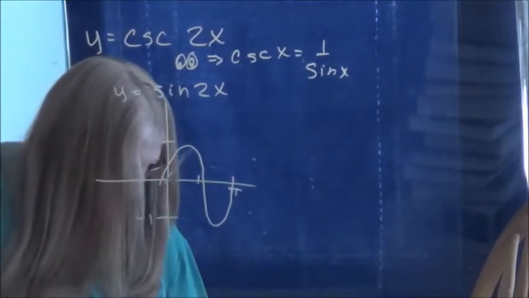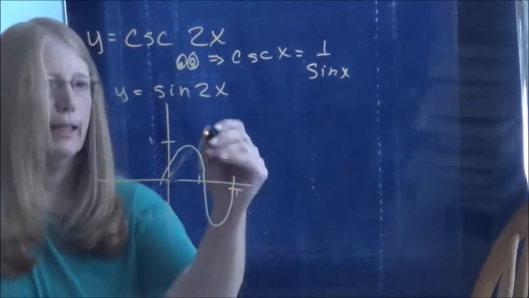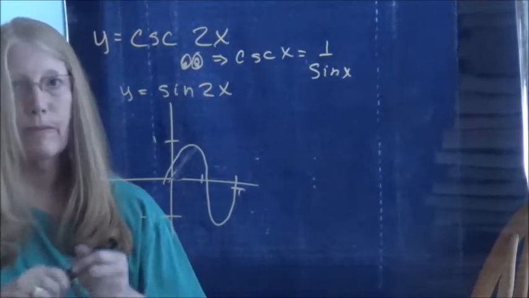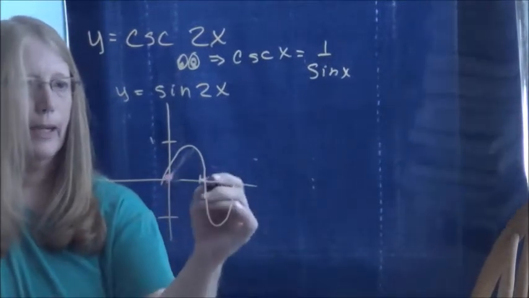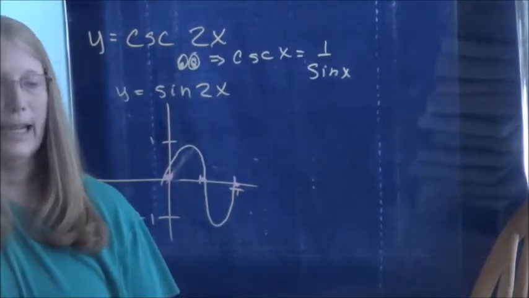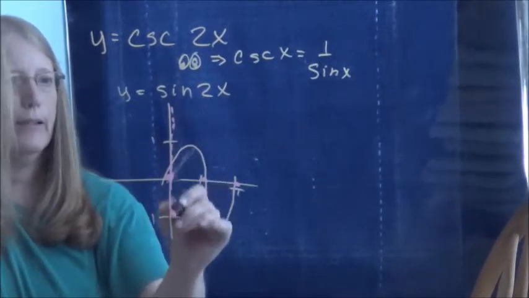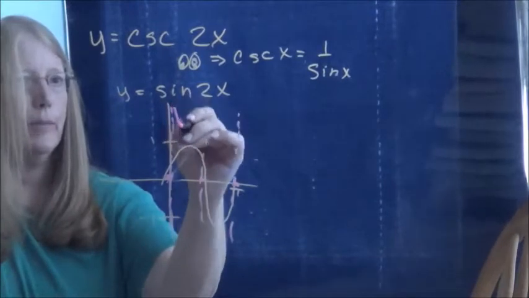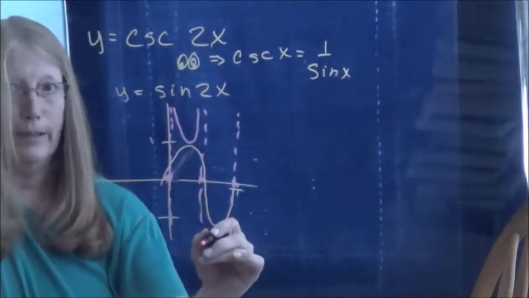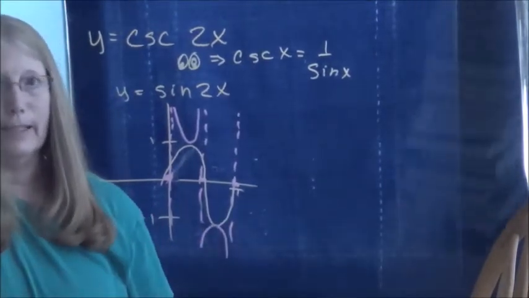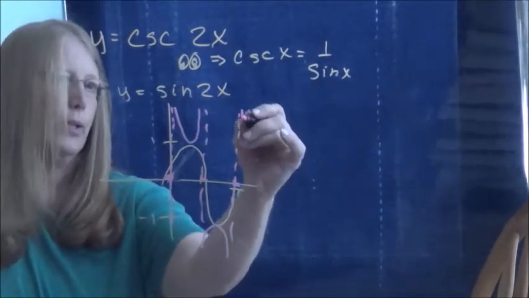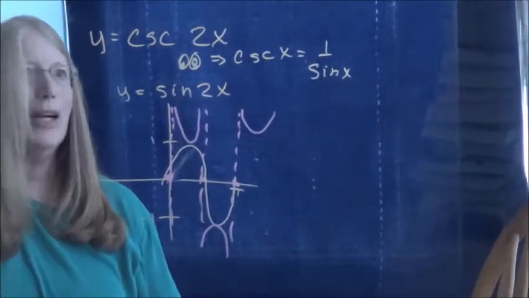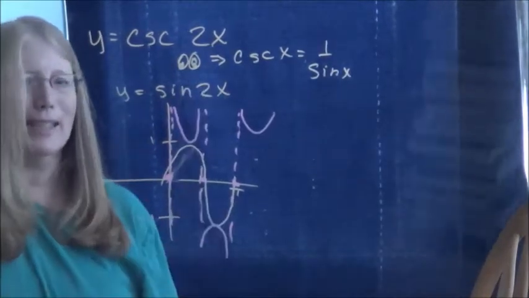Now we have to draw in the asymptotes. So they're going to be wherever this crosses the x-axis. So there's one here, one here, one here. So our U's come down and meet our mountaintops and our valleys. And this will continue in like manner. So that's y equals cosecant of 2x.